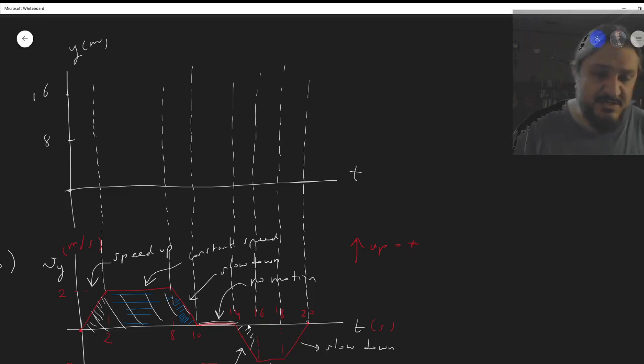So where do I reach 16 meters when t is equal to 10? So when t is equal to 10, I have to be right there. All right? And I have to stay there until t equals 14, which is here. So between 10 and 14, it has to be a straight line. Okay. So what about in between, right?